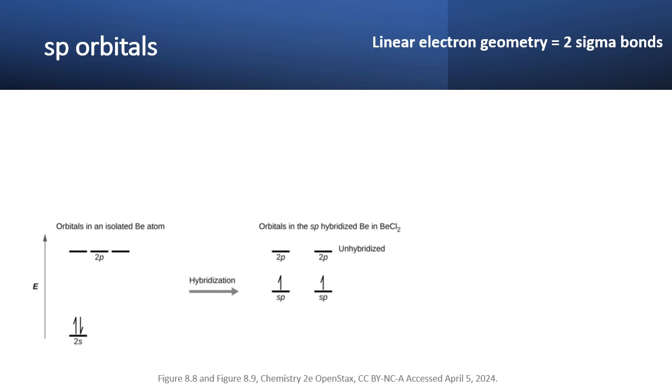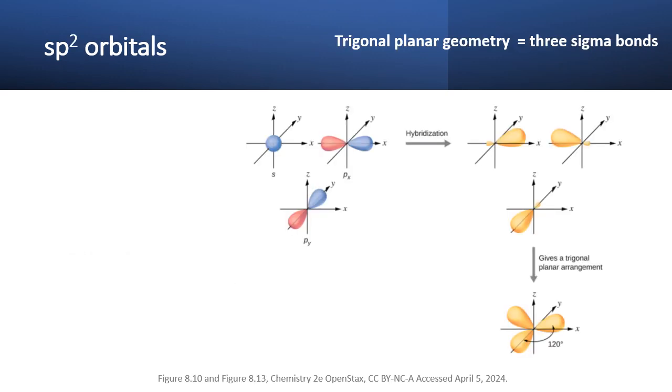CO2 would have electrons in the p because we have pi bonding there. Let's move on to sp2. When you have trigonal planar geometry, you have 3 sigma bonds. There are 3 bonds, so we need to hybridize 3 orbitals. We combine an s and 2 p orbitals to make sp2.